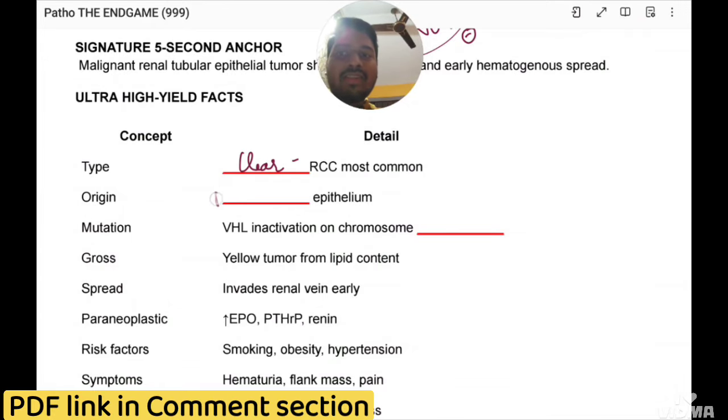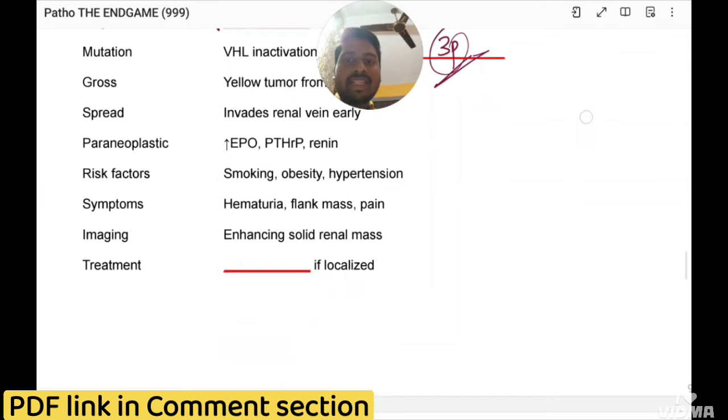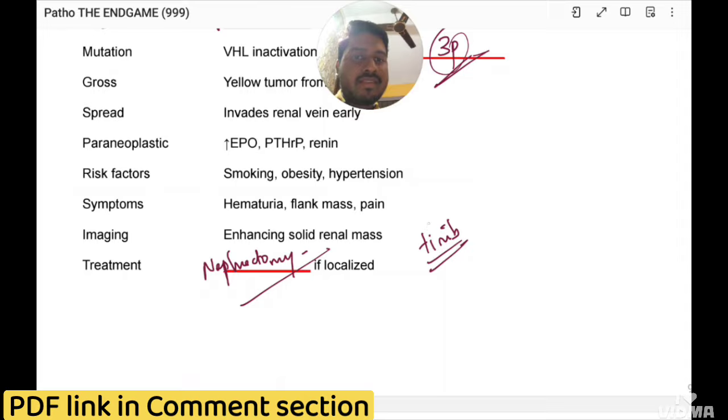Next, origin will be proximal convoluted tubular epithelium. Mutation is on chromosome 3. Always remember VHL is a very important mutation. It is asked in many places. Treatment is nephrectomy if it is localized. If it is metastasized, then you use TKIs, the group of drugs that are tyrosine kinase inhibitors. And then one more is bevacizumab, which is also asked in the question.